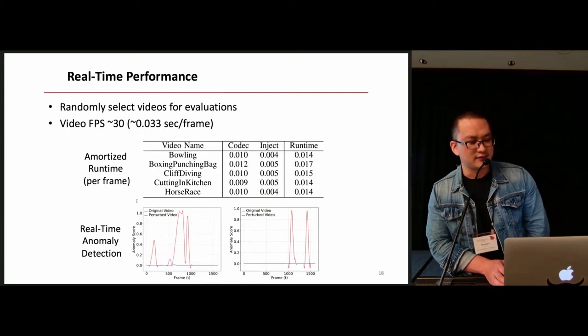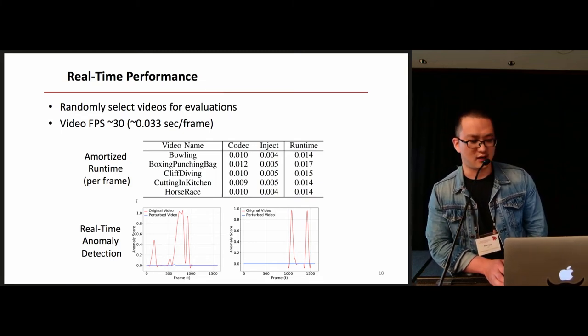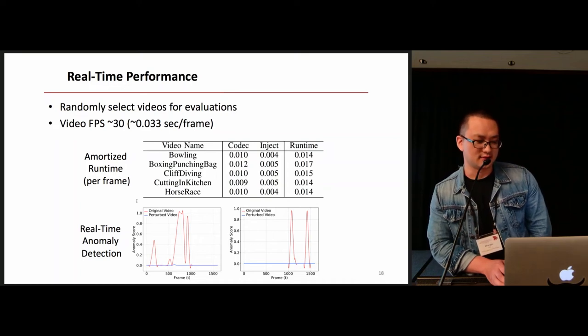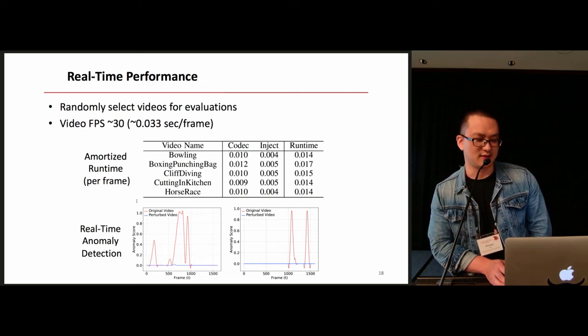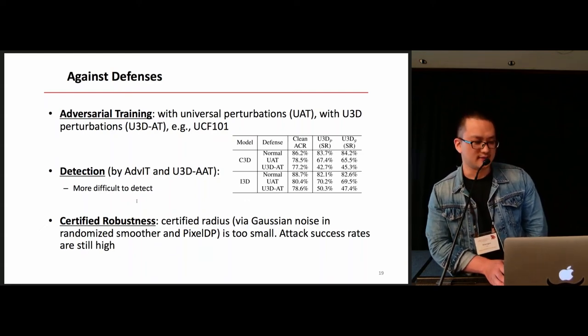We also measure the real-time performance. Here we implement an attack prototype by a man-in-the-middle attack to inject our perturbations into streaming videos. We measure the computational cost, which includes the encoding and decoding operations for the video, and also injecting perturbations. You can see the total runtime is still less than the original video frame interval, about 0.033 seconds. We also show two examples where, after our perturbation, the anomaly videos can be converted to normal videos. And lastly, we also evaluate our attack against the main defenses.